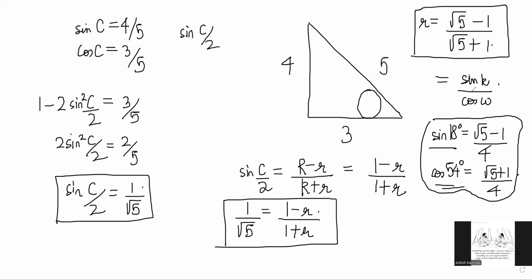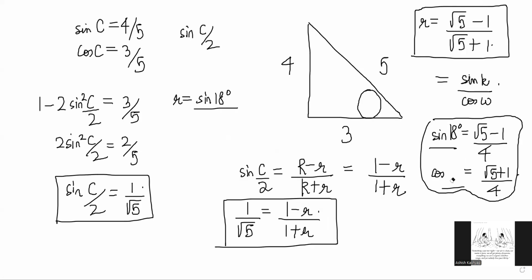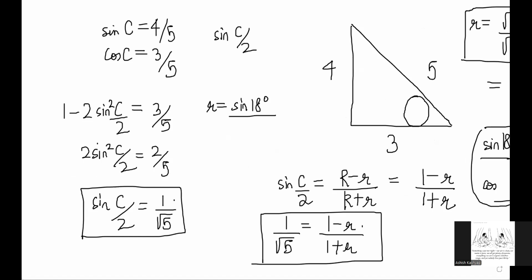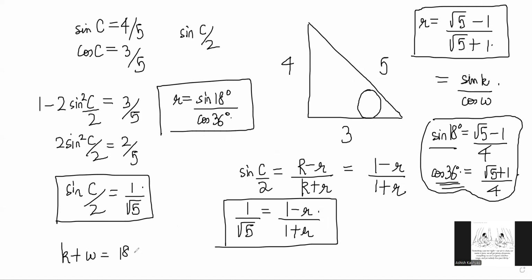So from here, we can easily see that r is equal to sine 18 by, actually I have made a mistake. It is not cos 54, it is cos 36. This value is cos 36 degrees, root 5 plus 1 by 4. So check out the values yourself and see whether what I'm saying is correct or not. So sine 18 by cos 36 is your r, and k plus w is therefore 18 plus 36 is equal to 54. And that finishes off the problem for us.